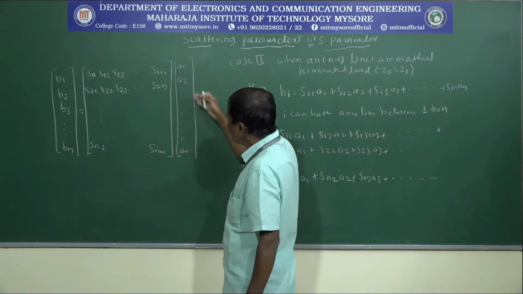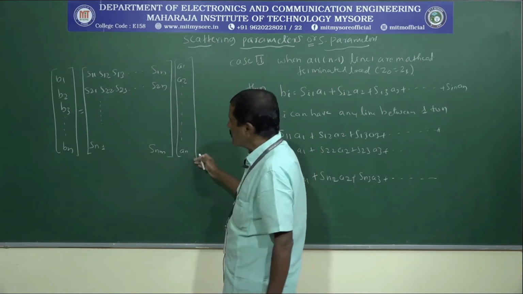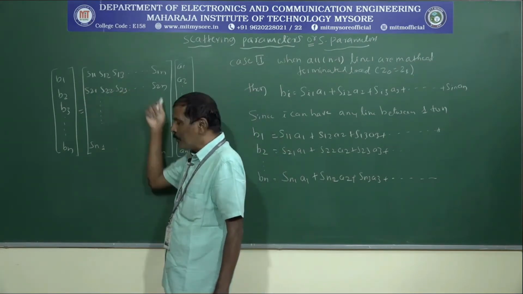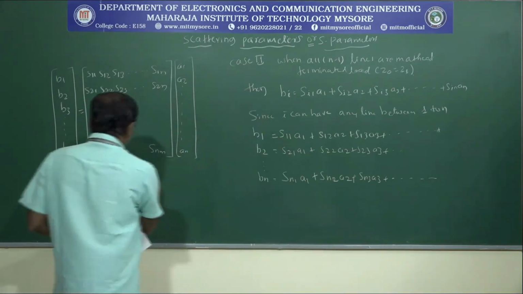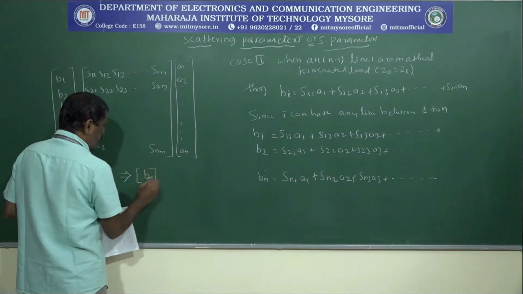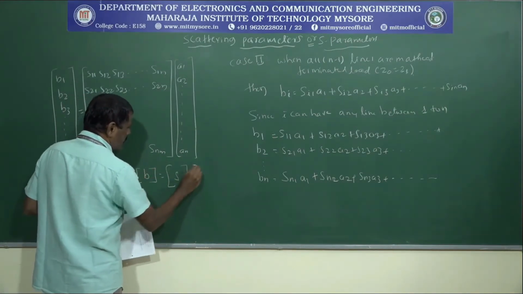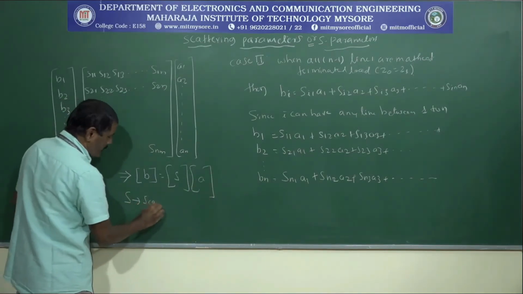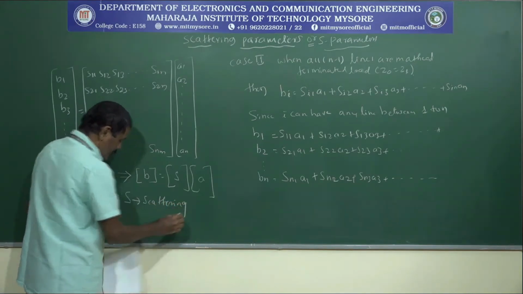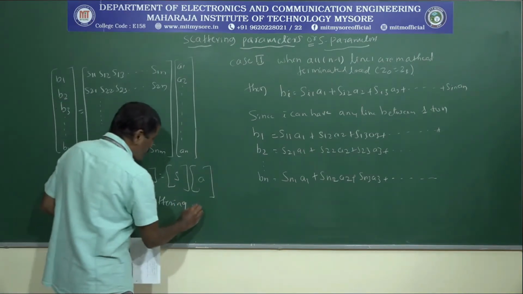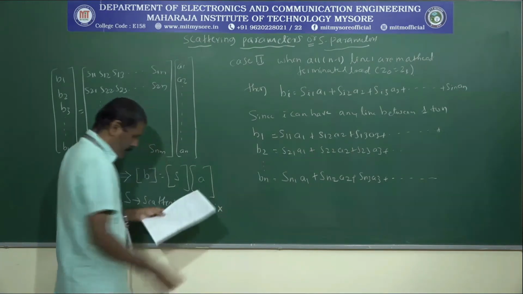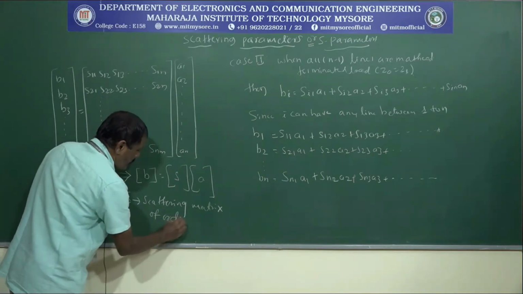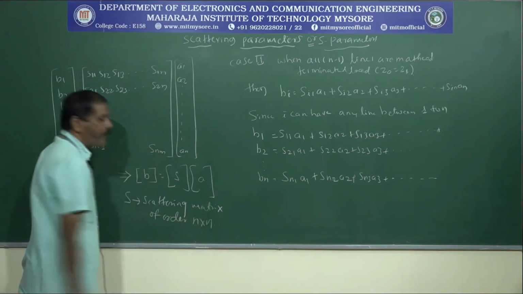Now A1, A2, A3, An are your input signals, and B1, B2, B3 are your reflected signals. S11, S12, all these are your reflection coefficients. So in simple form, B equal to S into A, where S is called the scattering matrix, and you have to write the scattering matrix of order n by n.